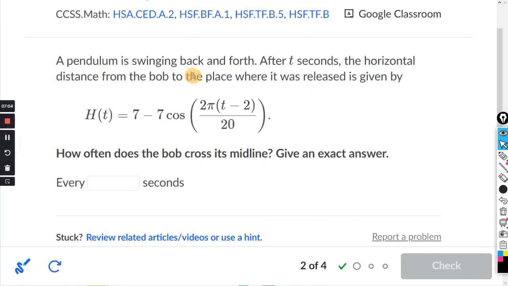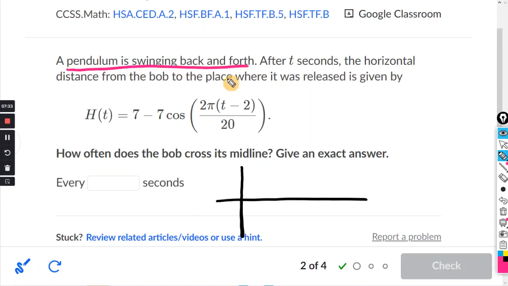All right, a pendulum is swinging back and forth after t seconds. The horizontal distance from the bob to the place where it was released is given by this function. How often does the bob cross its midline? Give an exact answer. All right. So you don't really have to sketch an exact graph of this. The pendulum is swinging back and forth, and it's a cosine function. Just like the sine function, it's basically just going to go up and down, right?